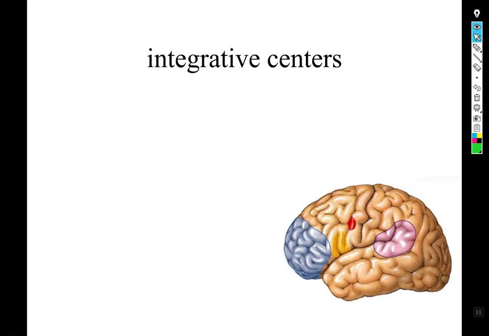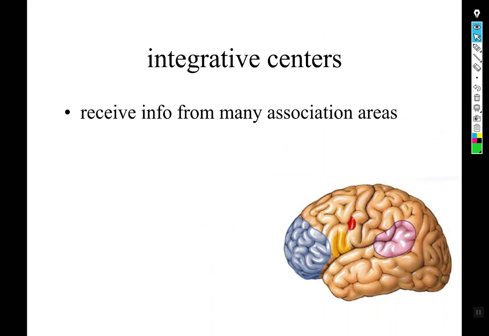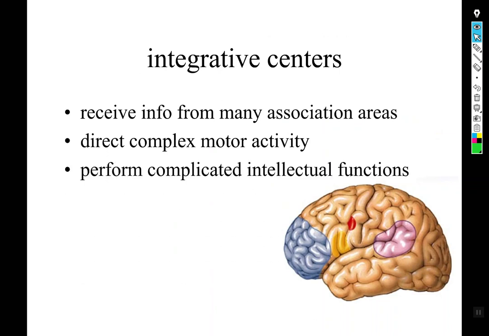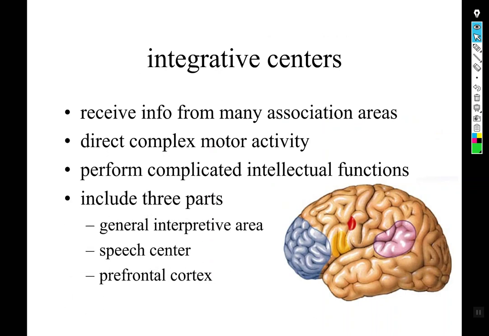All right, integrative centers. Specifically, these are places that receive info from many association areas, and then using that info, direct complex motor activity. They can also perform complex intellectual functions, and they include three major parts.